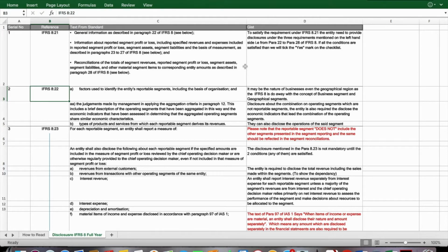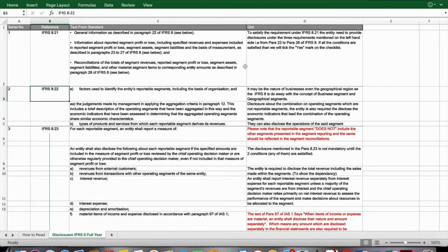What are the factors that the entity takes into consideration to determine the segments? The second information is about the profit or loss, assets, and liabilities, if applicable. The third thing deals with the reconciliation. If these three things are disclosed in the financial statements, we have complied with IFRS 8.21. So let's move to IFRS 8.22, the serial number 2.